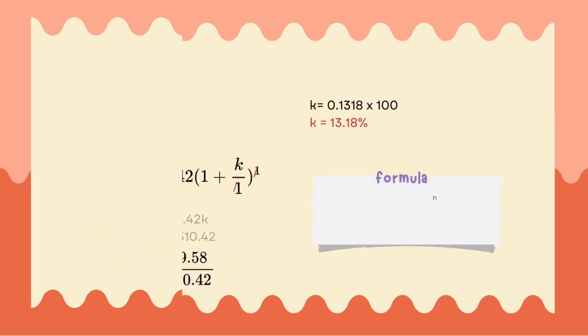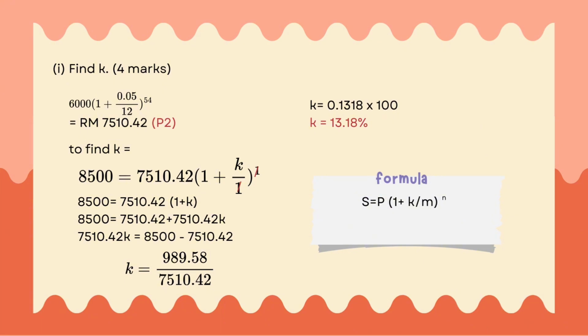Okay, so we need to find P2 first. 6,000 (1 + 0.05 over 12) to the power of 54 equal to 7,510 ringgit 42 cents. 8,500 equal to 7,510 ringgit 42 cents (1 + k over 1) to the power of 1. And then 8,500 equals 7,510 ringgit 42 cents (1 + k). So we expand it: 8,500 equals 7,510 ringgit 42 cents plus 7,510 ringgit 42 cents k. 7,510 ringgit 42 cents k equal to 8,500 minus 7,510 ringgit 42 cents.